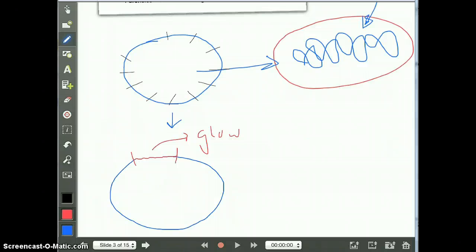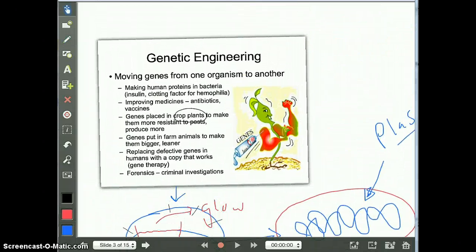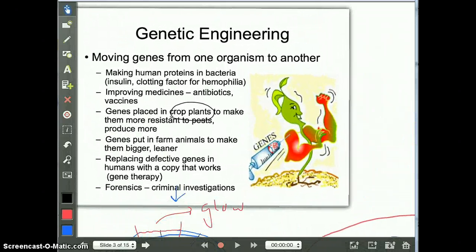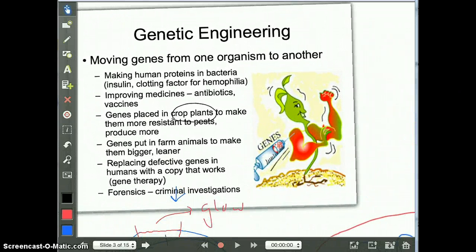If you take a look at this illustration in the picture, we see it not only making insulin, we also have it making clotting factors for people that have hemophilia, the inability to clot. We also use this to improve medicines and antibiotics to try to get them better.